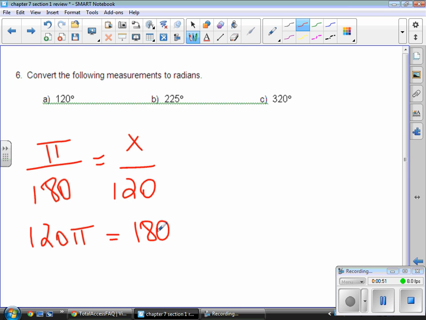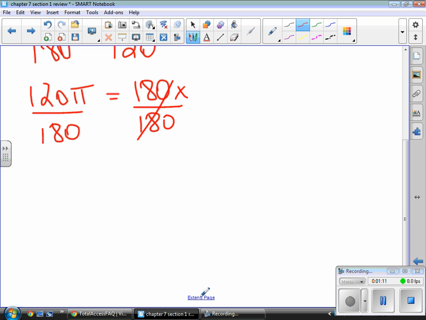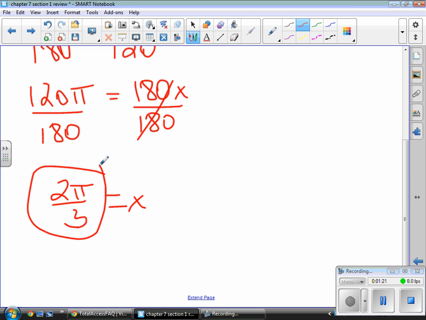Equals 180x. I need to divide by 180. And typically the radians have been in fractions as well. So I'm just going to take 120 divided by 180. If you do that in your calculator, you're going to hit the fraction button. You're going to hit like math and convert it from a decimal to a fraction. Okay? So you should get 2/3, and I'm going to have a pi next to it. Okay? So that's how we get that the radian measurement of 120 degrees is 2 pi over 3.